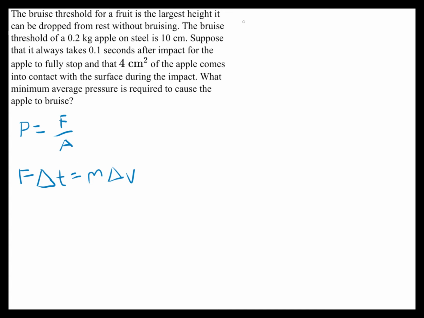And also, I'm going to quickly do some conversions here. So 10 centimeters is equal to 0.1 meters. We need to make sure to convert everything to meters or square meters to get this to work. And 4 square centimeters is equal to 4 times 10 to the negative 4 square meters.